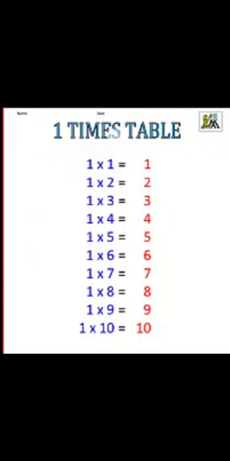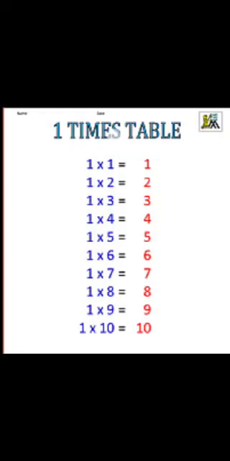This is table 1. 1 1s are 1. 1 2s are 2. 1 3s are 3. 1 4s are 4. 1 5s are 5. 1 6s are 6. 1 7s are 7. 1 8s are 8. 1 9s are 9. 1 10s are 10. So this is an easy table.